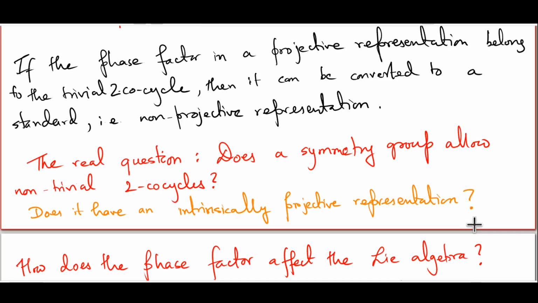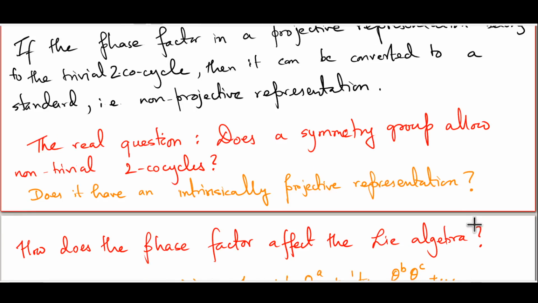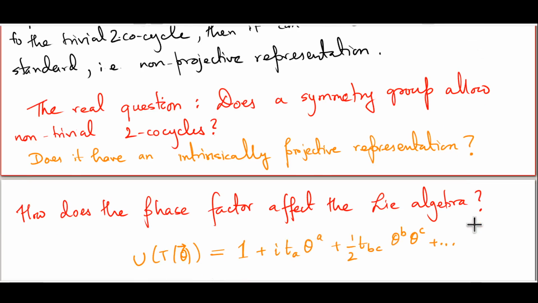Let me remind you that, as we said just now, U of T of theta can be expanded in a power series of the parameters. It starts with the identity, because of course when the parameters are 0, you are going to get the identity. Then you have a linear term written i T_A theta^A, where the T_A are the so-called generators of the corresponding Lie algebra.